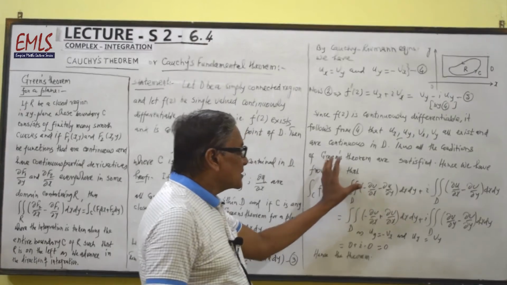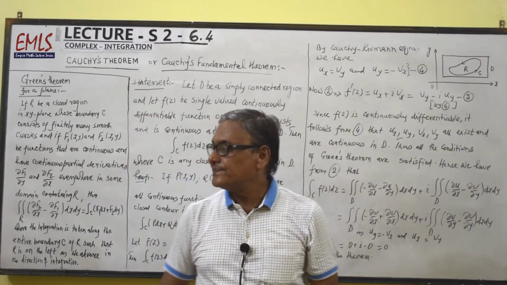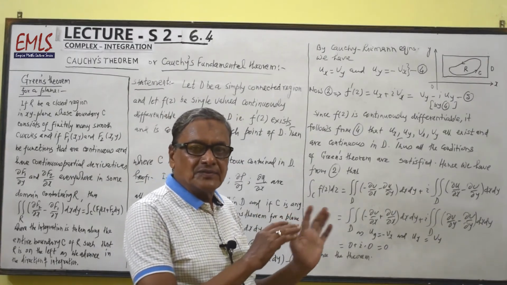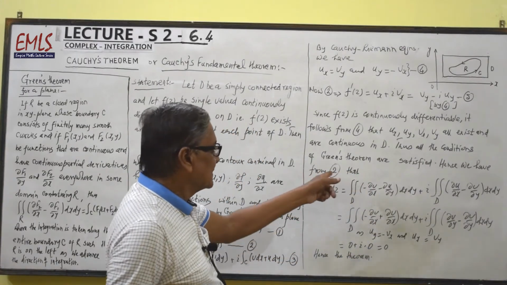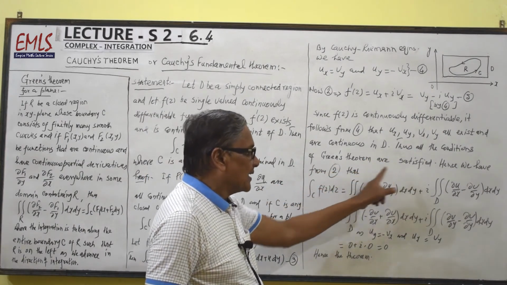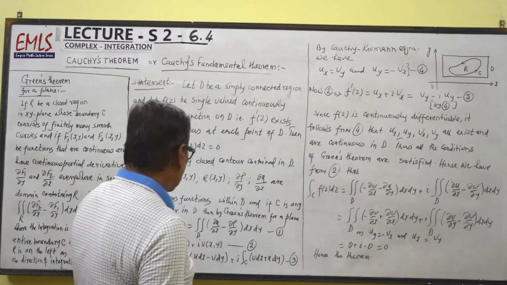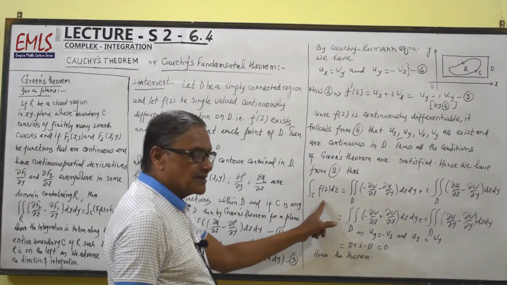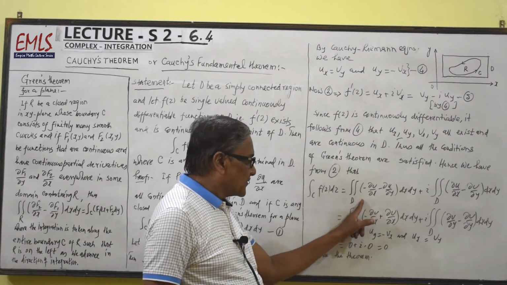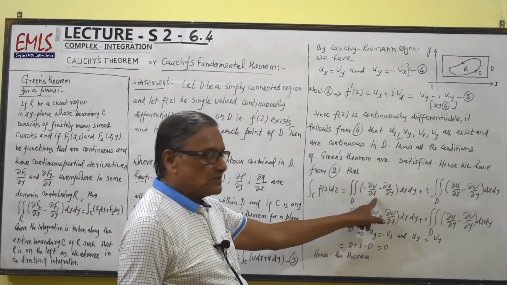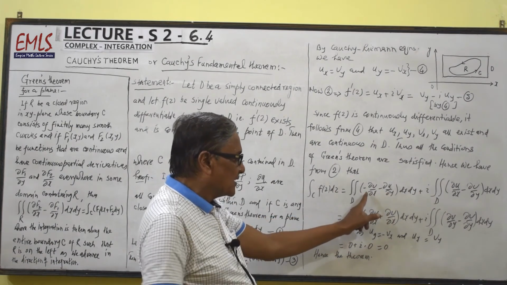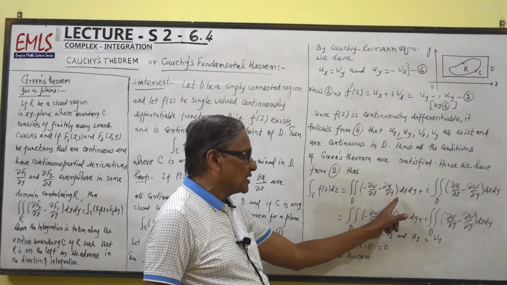Thus all the conditions of Green's theorem are satisfied. This is the statement of Green's theorem. So now we can apply Green's theorem for f(z). Hence we have from 2, the line integral over C of f(z) dz equal to the surface integral over D of (minus del v/del x minus del u/del y) dx dy.